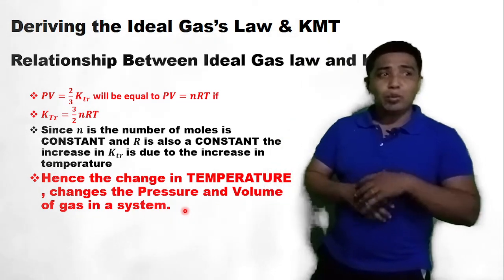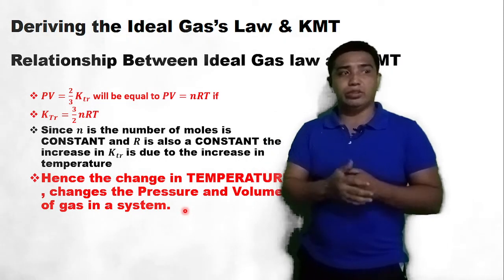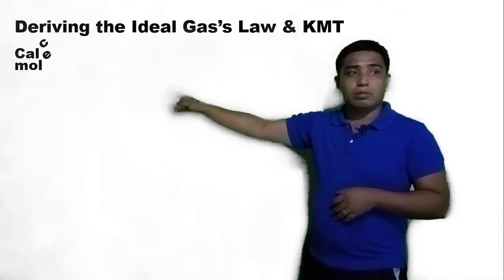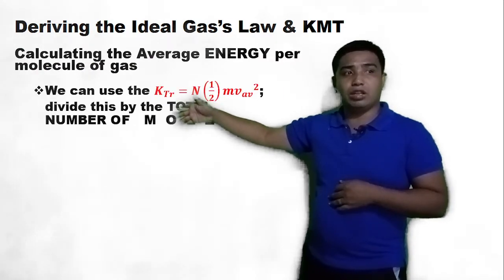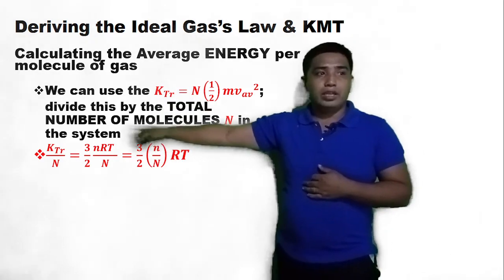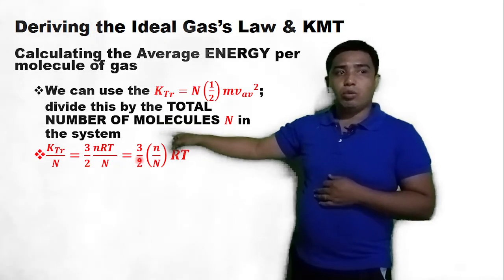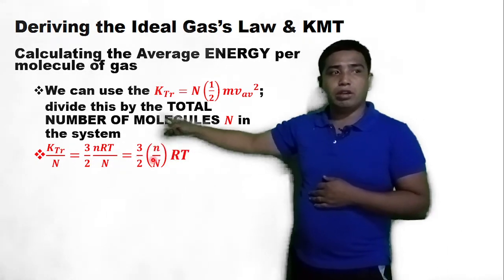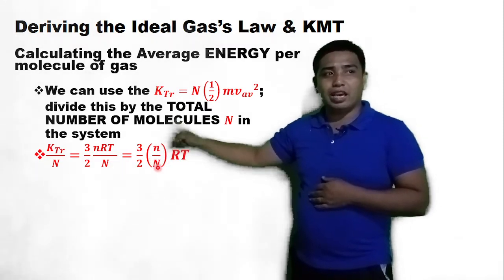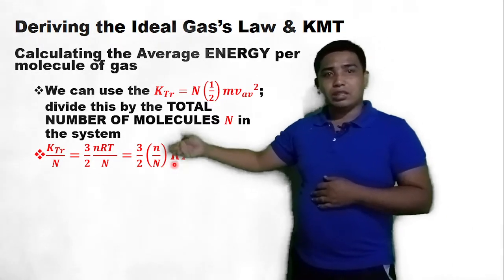So we can calculate the average energy per molecule of the gas. We just have to use the formula KTR is equivalent to N times 1/2 mv squared, and just divide it by the total number of molecules in the system. So KTR all over N is equivalent to 3/2 nRT all over N. So we can regroup: we have 3/2 times small n divided by big N times RT. R there is a constant, and T is the temperature in Kelvin.